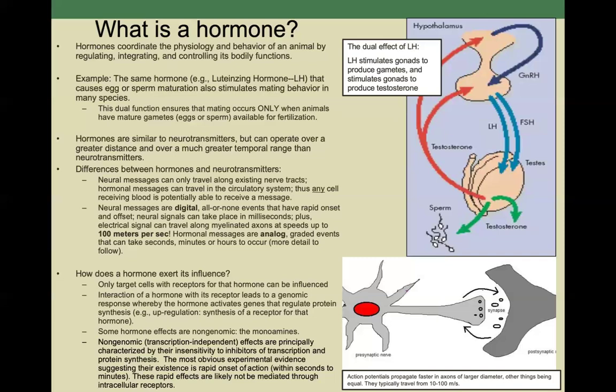A hormone binding to a target receptor produces either a genomic or a non-genomic effect. A genomic effect again means that the hormone activates genes that regulate protein synthesis. A non-genomic effect means that the hormone produces more rapid effects that are not mediated through transcription and translation.